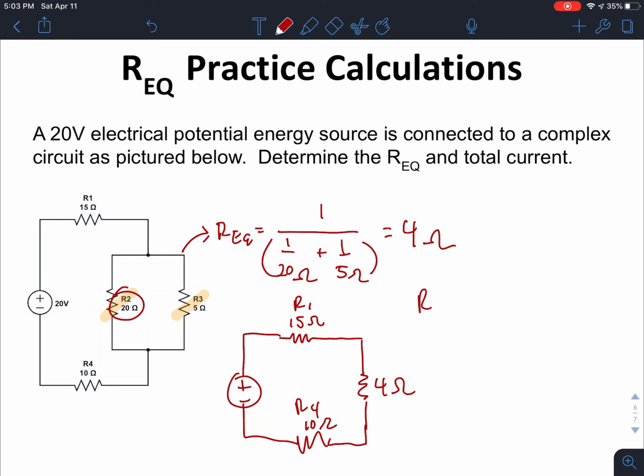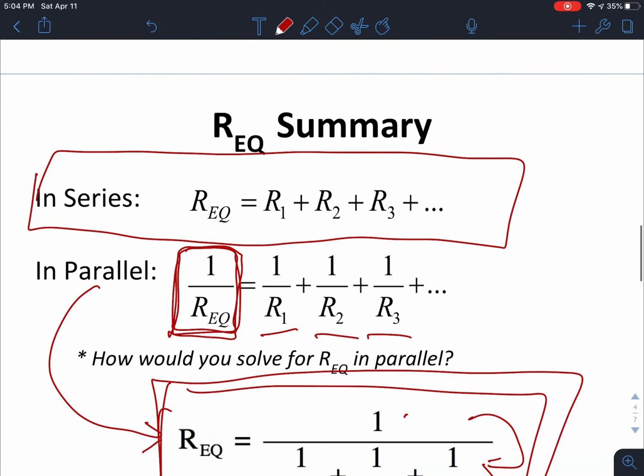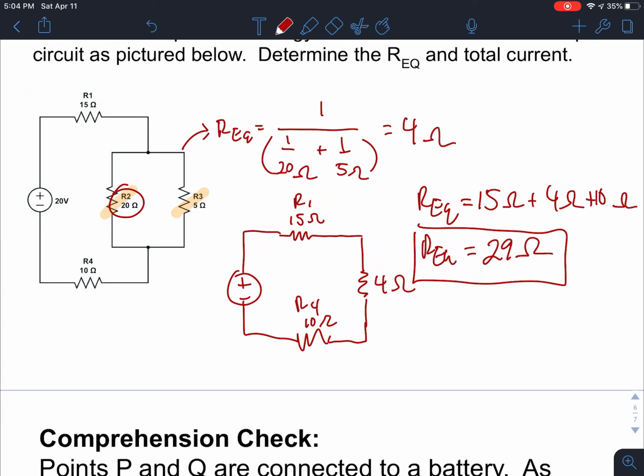Now, to add everything up, we have 3 resistors in series, so we can just add them up, as the equation tells us. I can just add 15 ohms plus 4 ohms plus 10 ohms, and when we do that, we get a total of 29 ohms. So that is the equivalent resistance of the initial circuit.